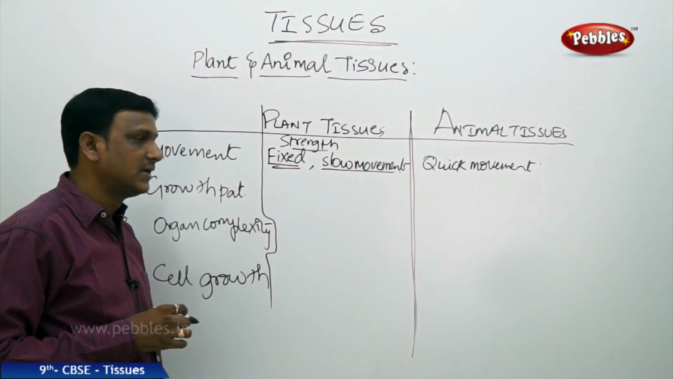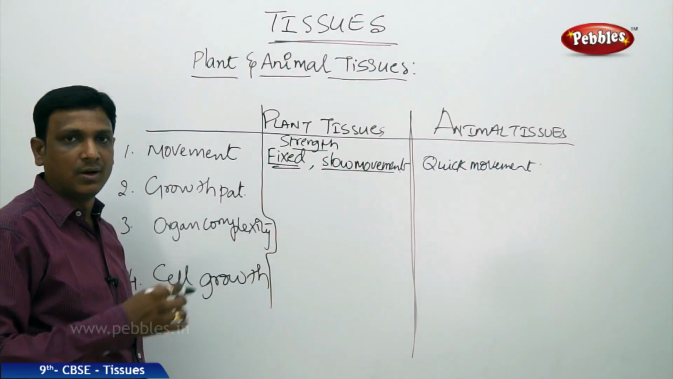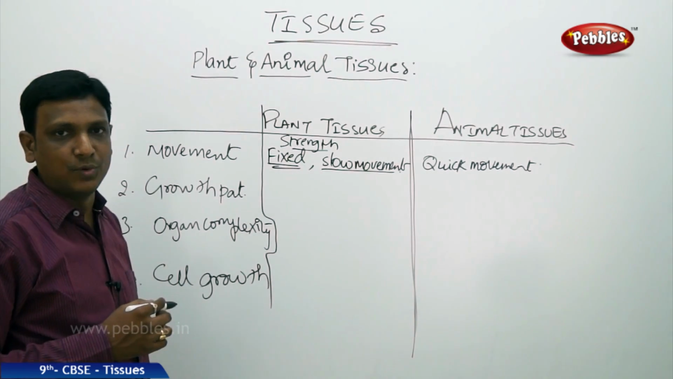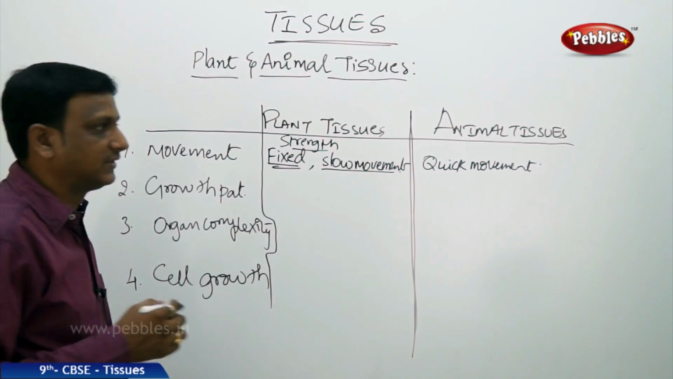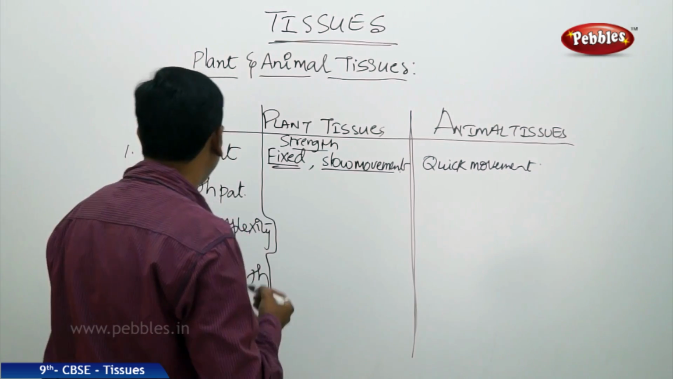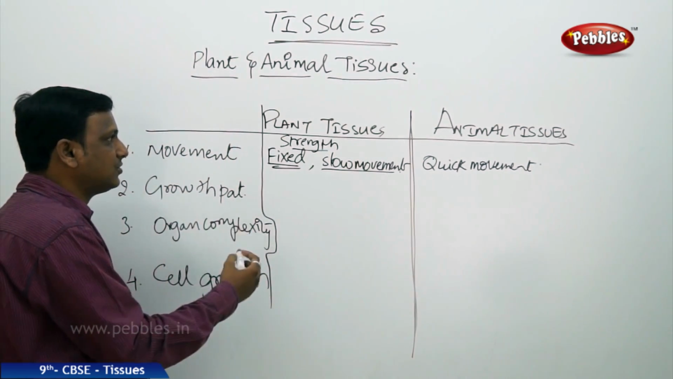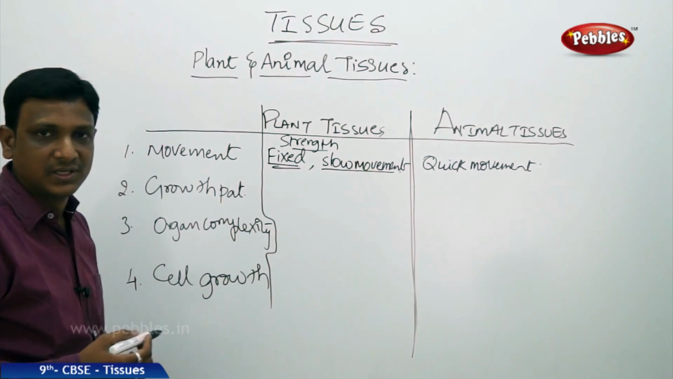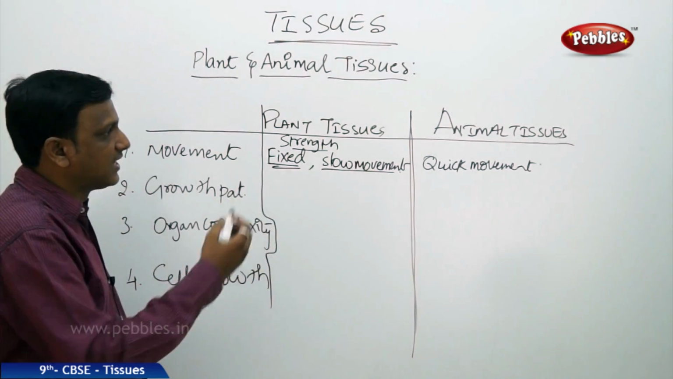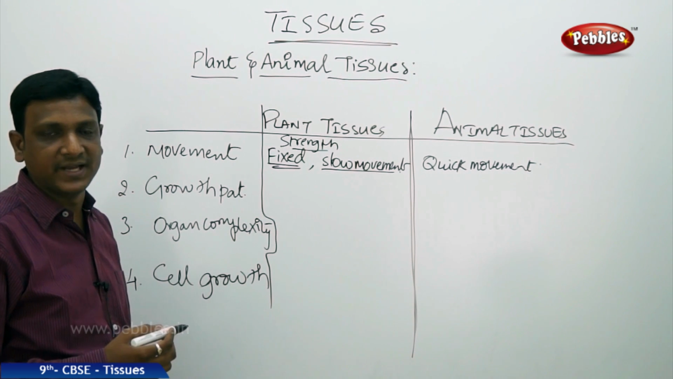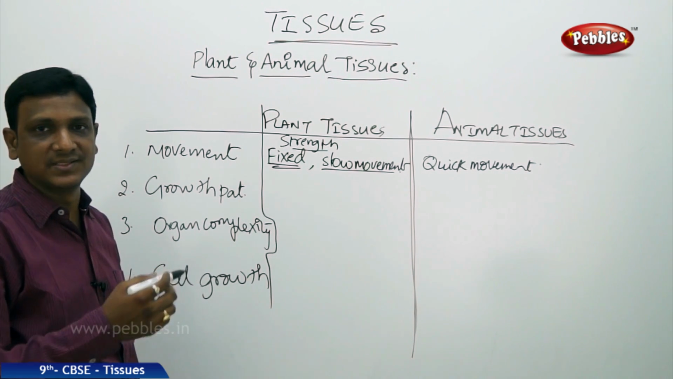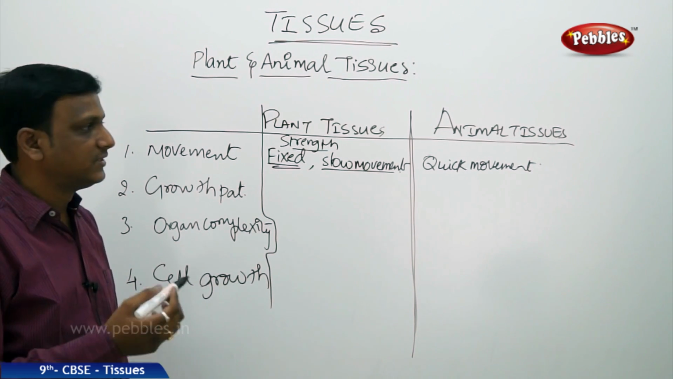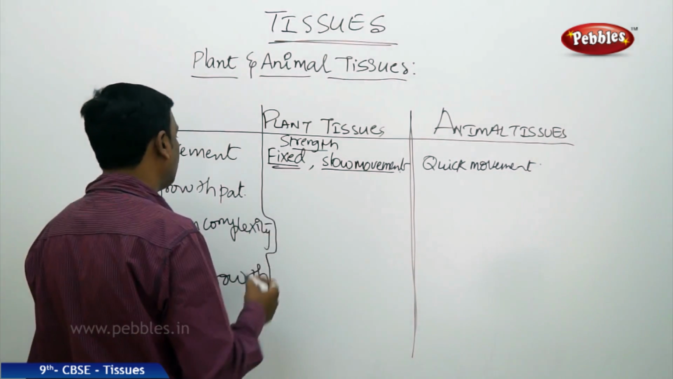At the same time, there are tissues that help the organisms to move. And the animals show various kinds of movements, a variety of movements. So for that, they need different kinds of tissues. If you compare, the number of tissues an animal requires is more than the plant tissues. Because the functionalities of animals are more, the activities of animals are more, the abilities of animals are more. So obviously they require more number of tissues compared to plant tissues.